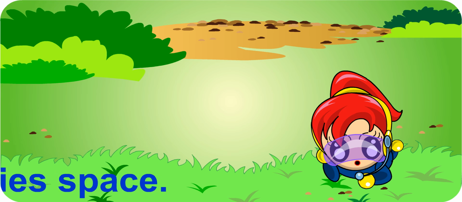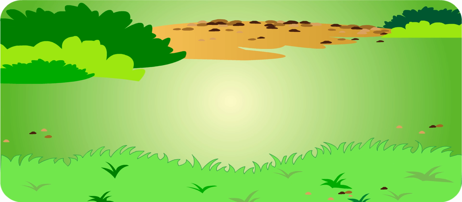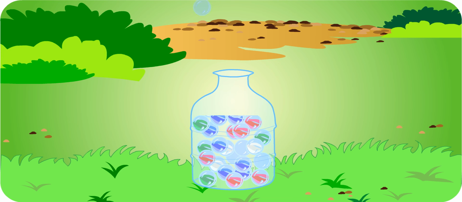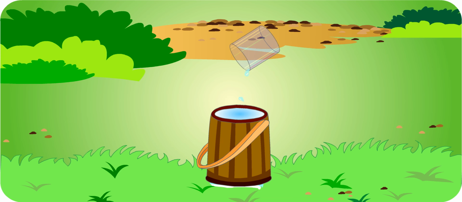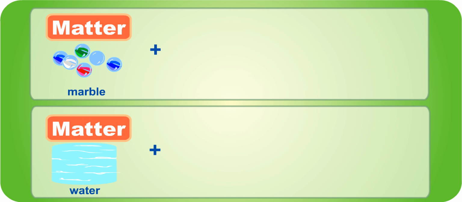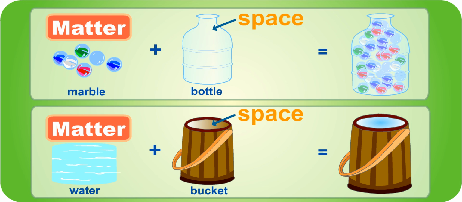Okay, you also mentioned that matter occupies space. What do you mean by that? For example, if you want to transfer all your marbles into a small bottle, when the bottle is full, you realize that you cannot add in any more marbles. Also, when you fill a bucket with water, the water will overflow when the bucket is full. Oh, I see. It means that the marbles and water, which is matter, takes up all the space in the bottle and bucket. Yep, you are right.